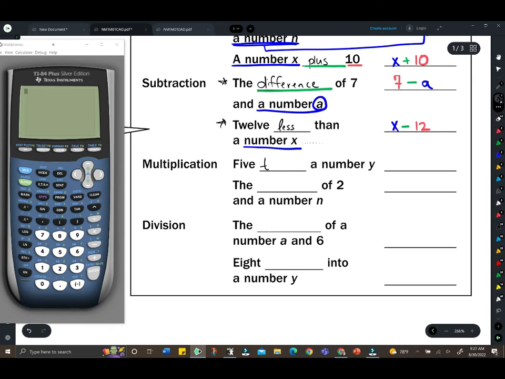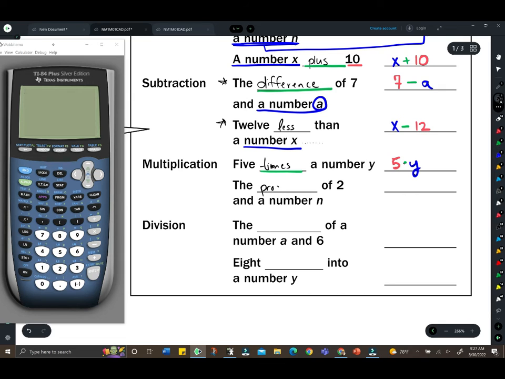Multiplication, 5 times a number y is one way to look at it. That's just 5 times y. Okay, times is our operation. And our variable's blue.